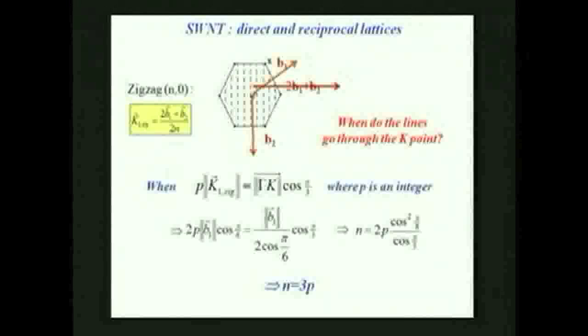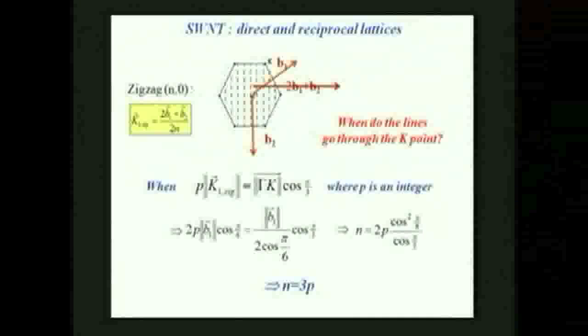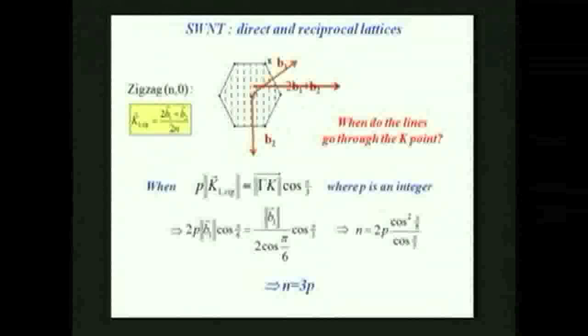And sigma K is defined like that. And the result is here. So the only case where one of the cutting lines will go through the K point, the only case where you will have metallic nanotubes, is when n is 3 times an integer, that is, n is a multiple of 3. We find that all armchair nanotubes are metallic, but only 1/3 of the zigzag nanotubes are metallic, those for which n is a multiple of 3.